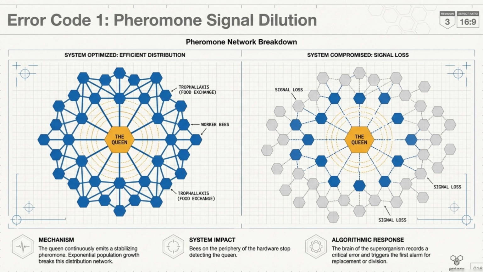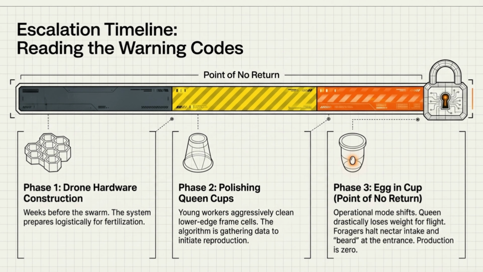To prevent collapse, we must understand the input parameters. A bee colony is a superorganism. That organism continuously processes data from its environment. Swarming is a software response to three specific conditions. This is the swarming triad.